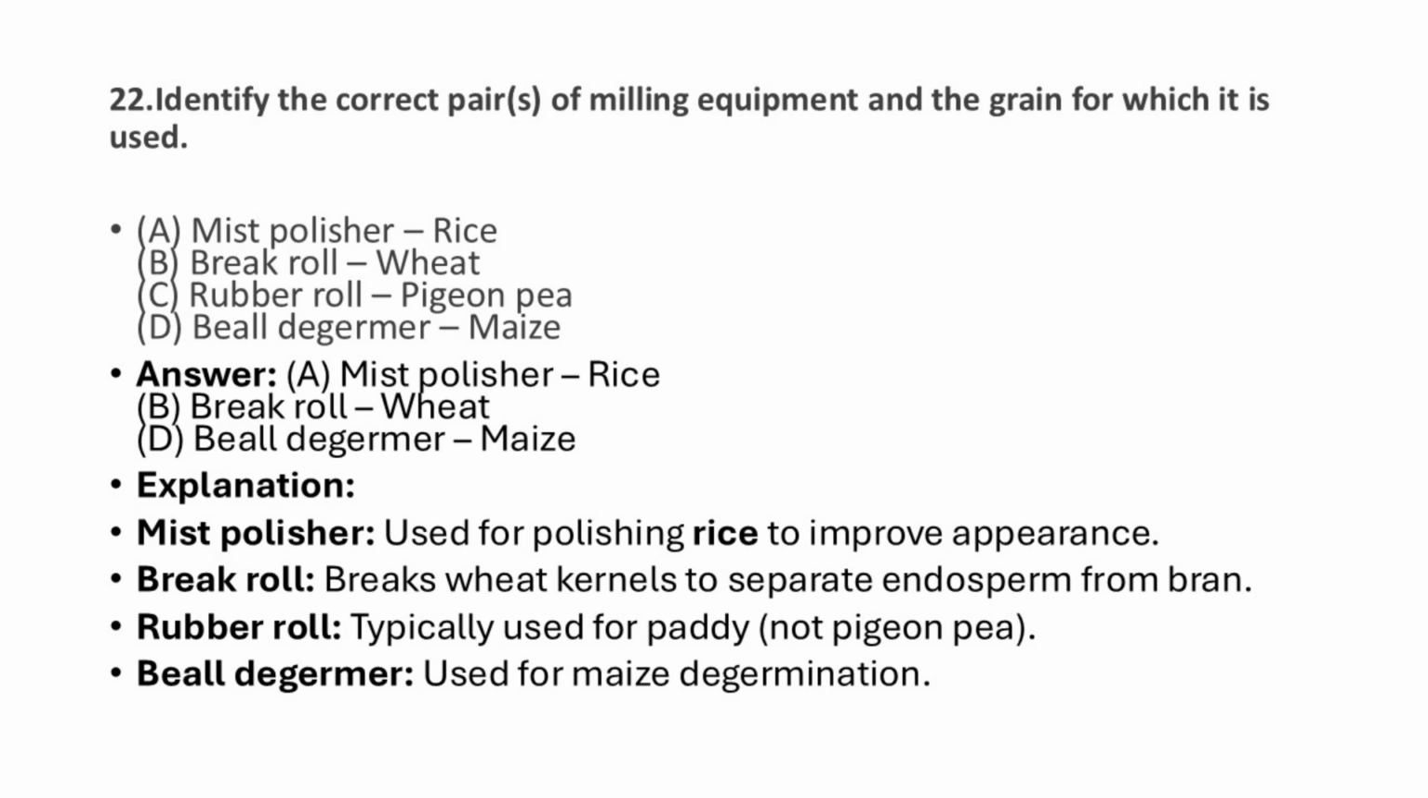The correct answers are A. Mist polisher for rice, B. Break roll for wheat, and D. Beall degermer used for maize. Rubber rolls are not typically used for pigeon pea milling but for rice milling.